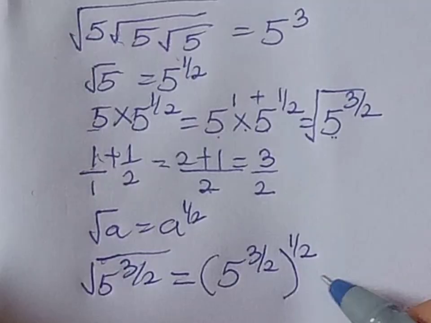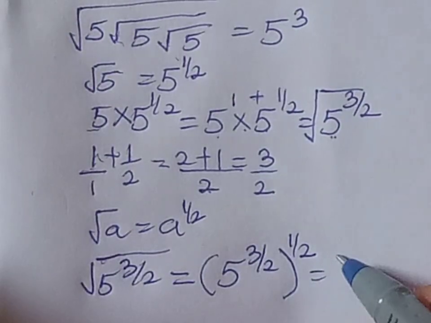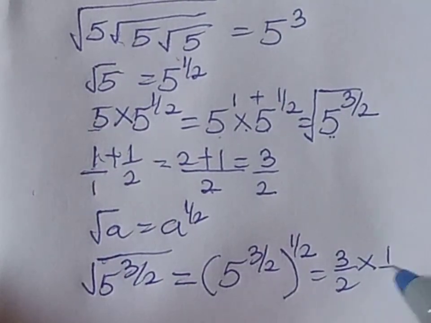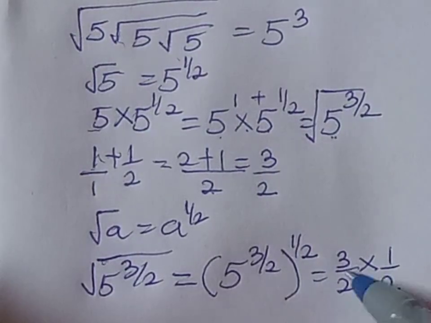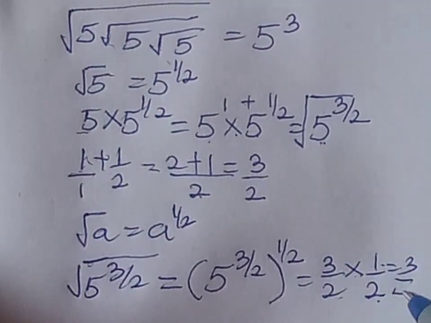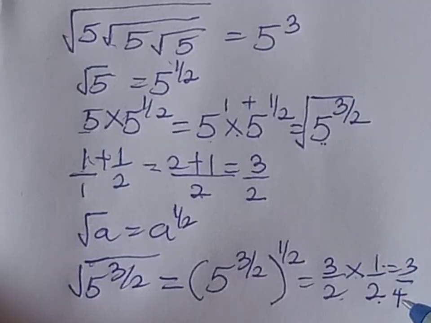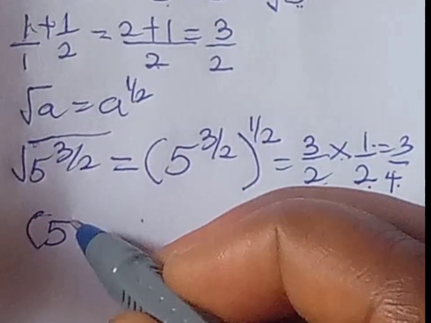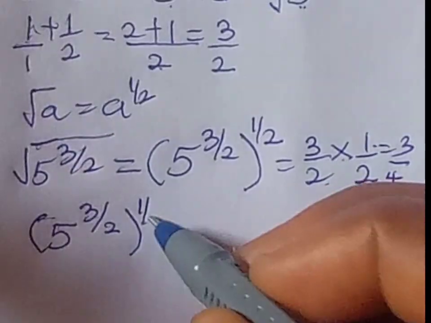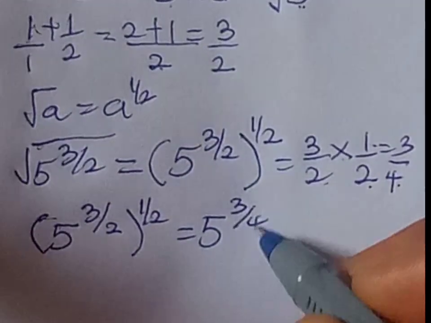Using our exponent rule, let's multiply the two exponents together. So we have 3 divided by 2 multiplied by 1 divided by 2. 3 times 1, 3. 2 times 2, 4. So we have our exponent as 3 over 4. So 5 raised to the power of 3 over 2 to the power of 1 over 2 will give us 5 raised to the power of 3 over 4.